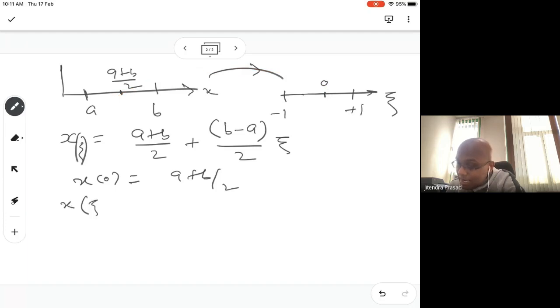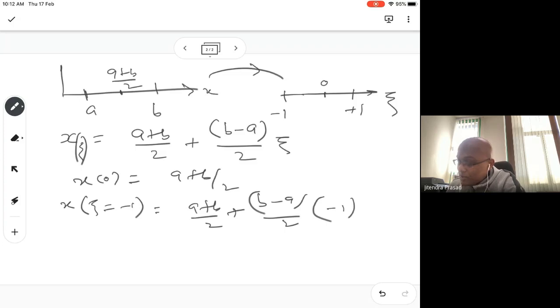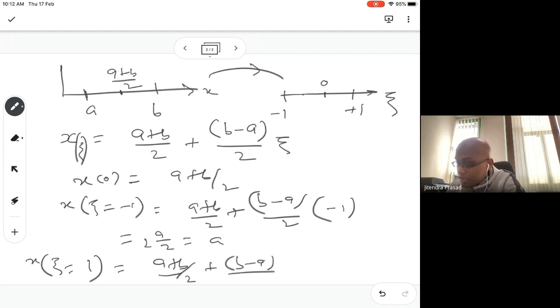Now x at xi equal to -1. So a plus b over 2 plus b minus a over 2 multiplied by -1. And what do we get? We get a over 2 times a over 2, equal to a, right? x at xi equal to 1, you can get a plus b over 2 plus b minus a divided by 2, right? a will cancel out, so what you have is b, right? So we are getting that, right?